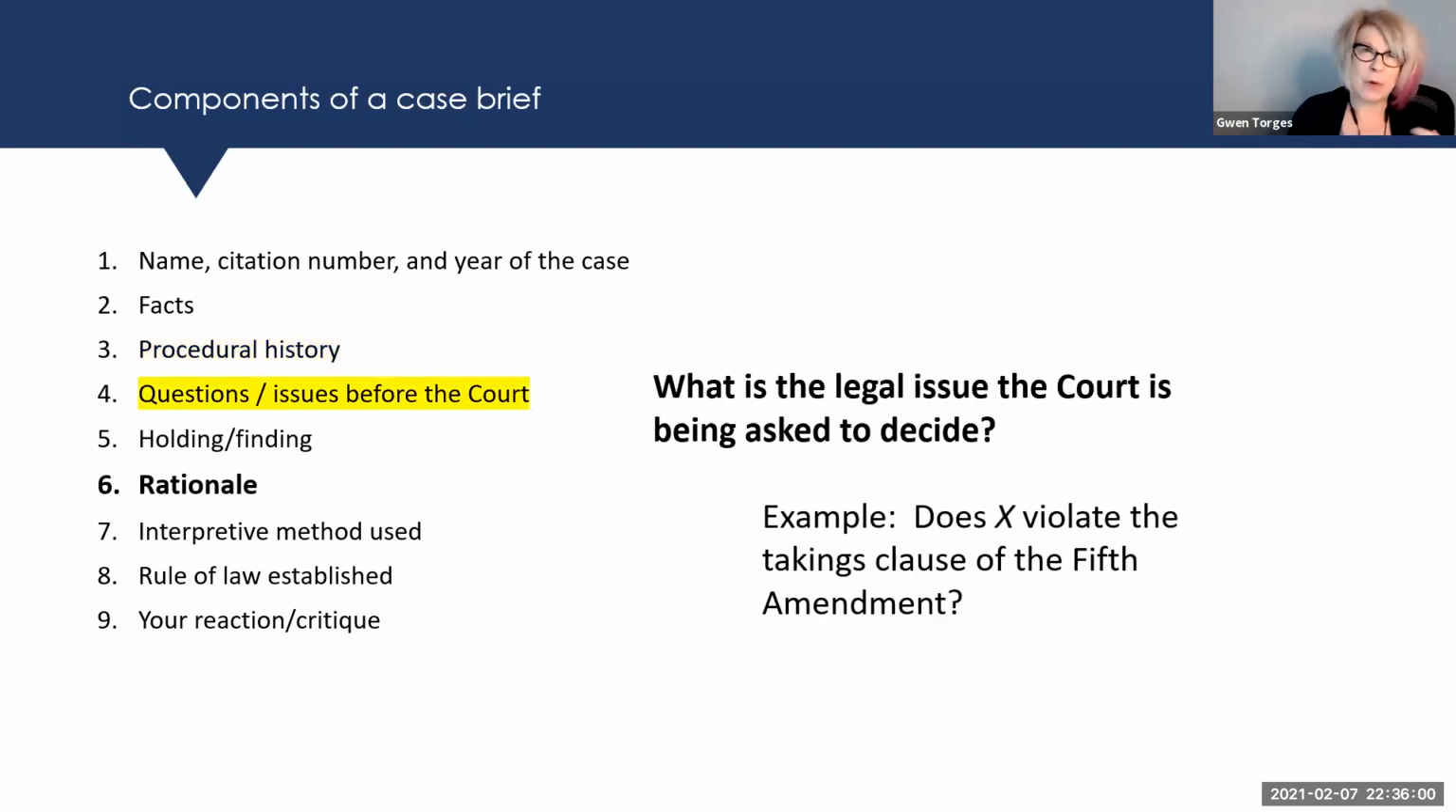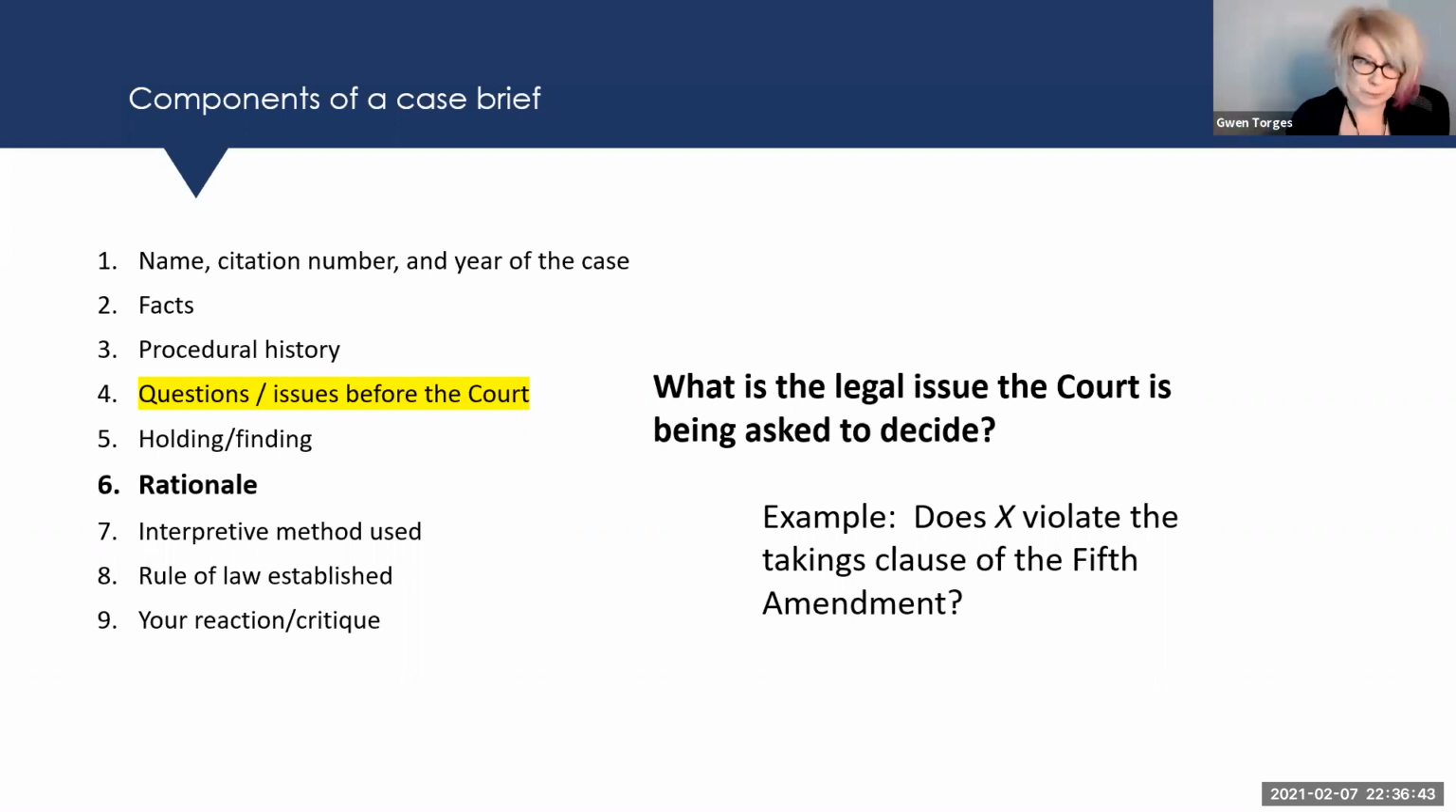So the question before the court, or the legal issue, this is just simply, what are they asking the court to decide? So a good format for that is, does X, whatever it is that happened, violate the takings clause of the Fifth Amendment, let's say? In the Greece versus Galloway example that I was talking about a minute ago, the question in that case would have been, does a prayer in a legislative session of a town council meeting violate the Establishment Clause? You can say these things really simply and say it in a way where the answer is yes or no. Yes, it does violate.